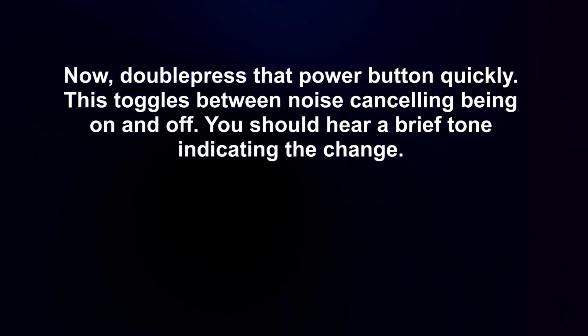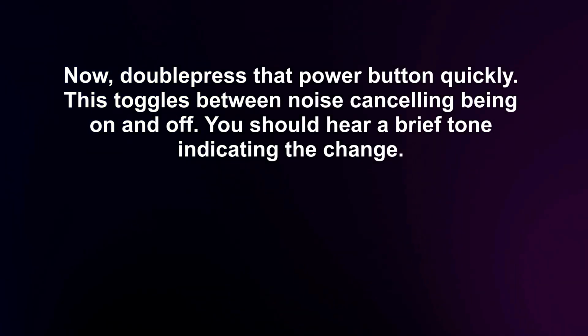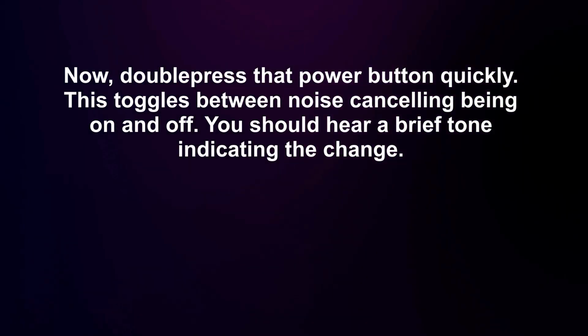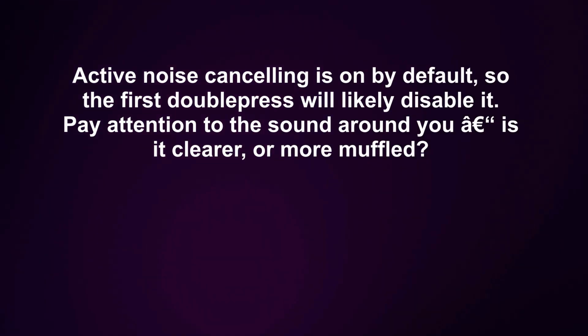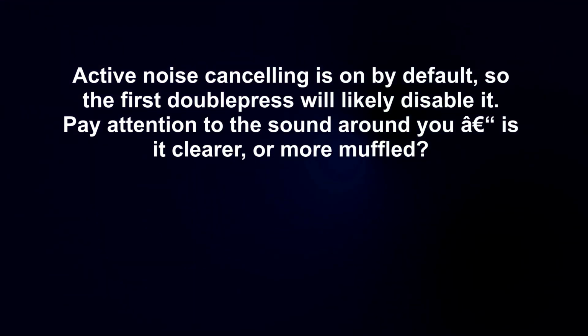Now, double press that power button quickly. This toggles between noise cancelling being on and off. You should hear a brief tone indicating the change. Active noise cancelling is on by default, so the first double press will likely disable it.